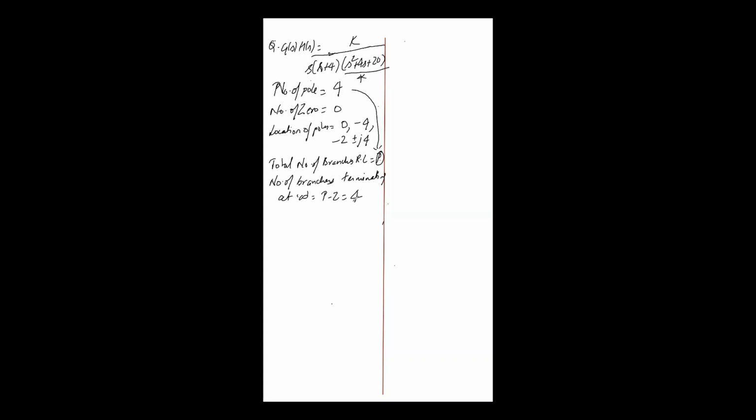So if you want to see the location of poles, I will just draw it very roughly. This is our S plane. One pole is here, one pole is here. Another pole is here, another pole is here. So this is -4, this is 0, this is 4, and this is -2. So these are the 4 locations of my poles. So we need to draw the root locus for this question.